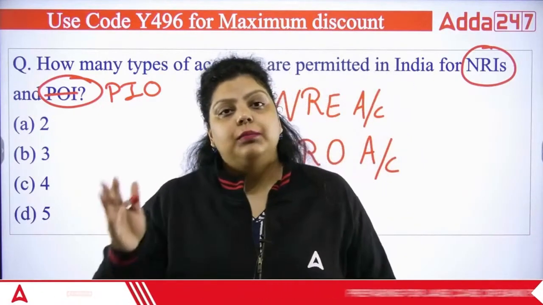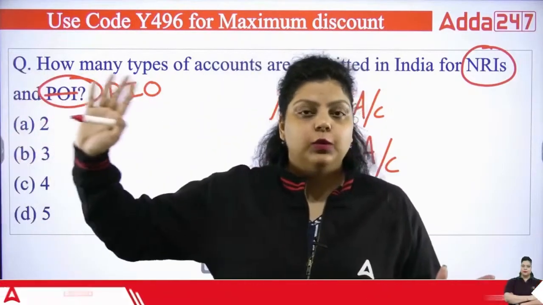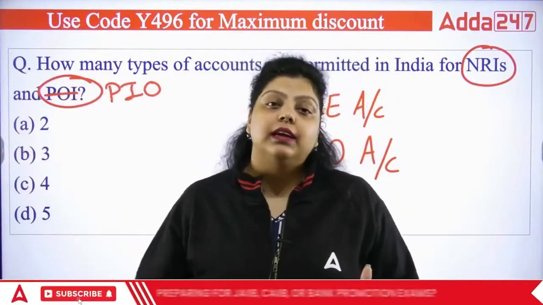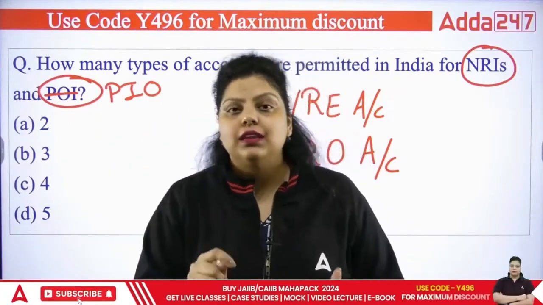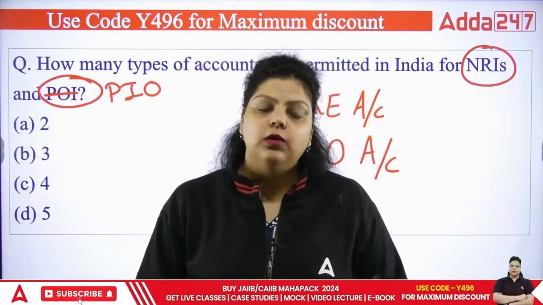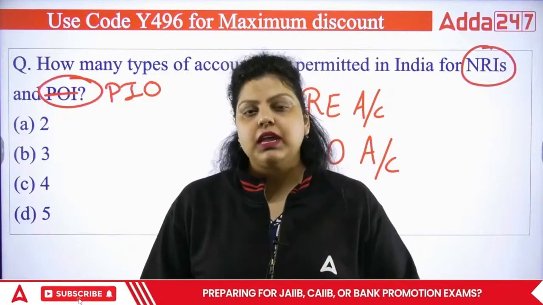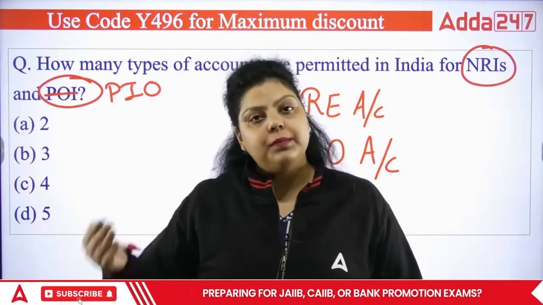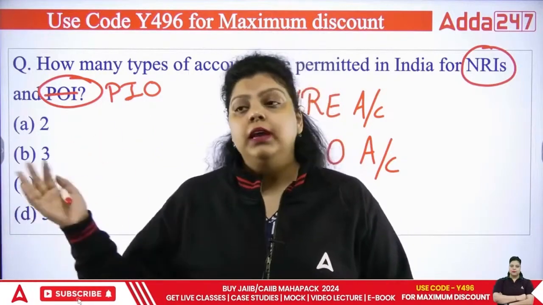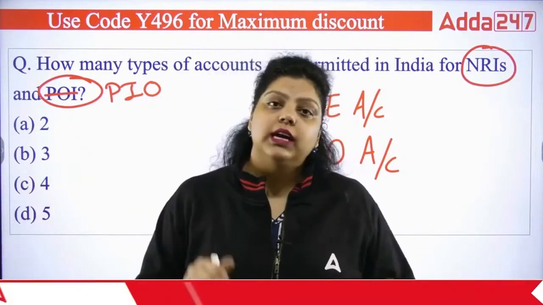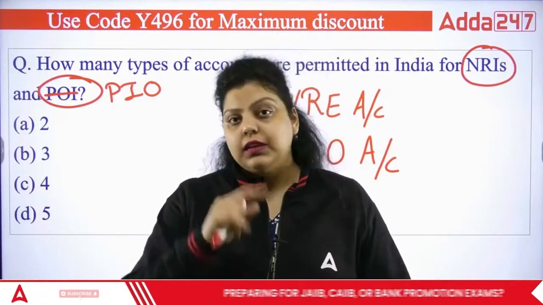So let's say, for example, there is a person who went outside the country, who is living in USA, working there, and he is earning money in USA, and he wants to save his money in India. Then he will open an NRE account, and that money will be saved in Indian currency. Second, let's say there is a person who is living in USA, but some part of his earning comes from India. So that money will be maintained in the NRO account in Indian currency.